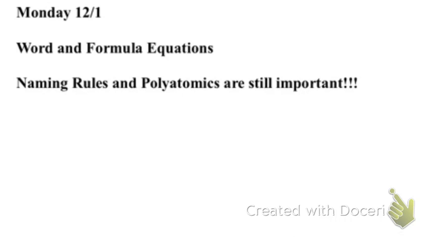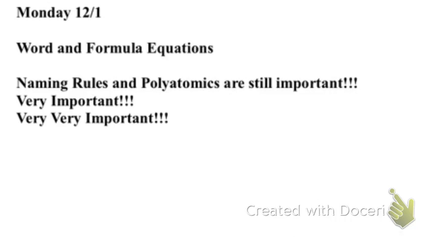First and foremost, naming rules and polyatomic ions are still important. They're very, very important. Don't forget the naming rules and polyatomic ions. If you've forgotten them, go back over them. This entire unit is going to be based on naming rules and polyatomic ions. They're very, very, very important. All right.